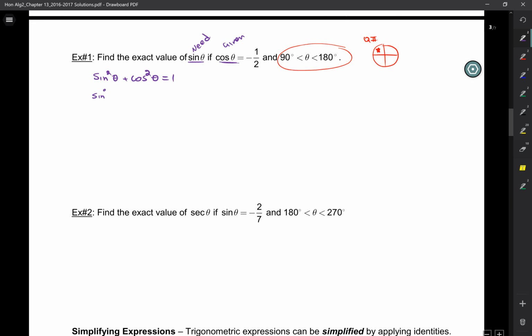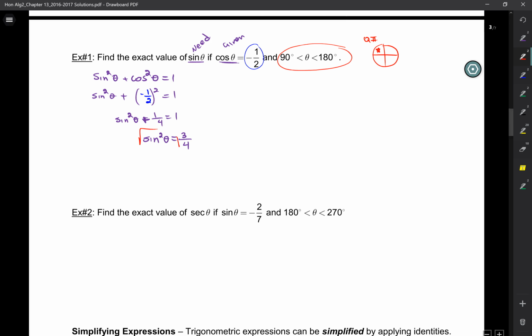Sine squared theta plus, now this is cosine theta squared. Am I given cosine theta? Yeah. What is it? Negative 1/2. So it's negative 1/2 squared is equal to 1. So sine squared theta plus 1 over 4 is equal to 1. So what's sine squared theta? 3/4.